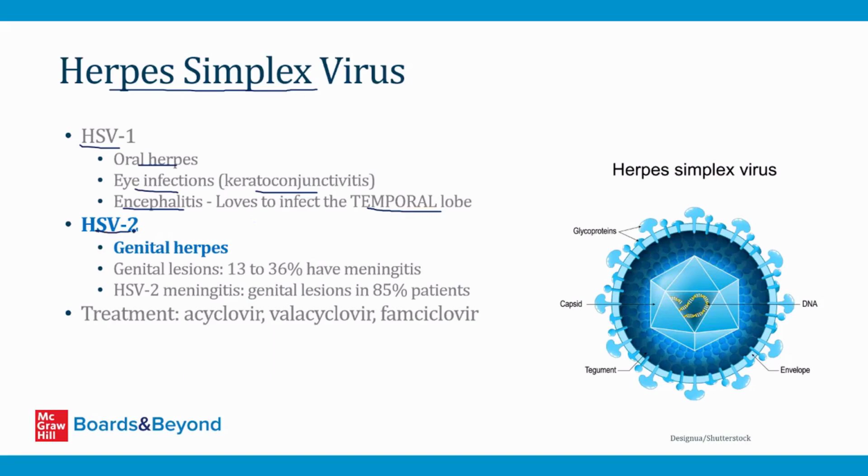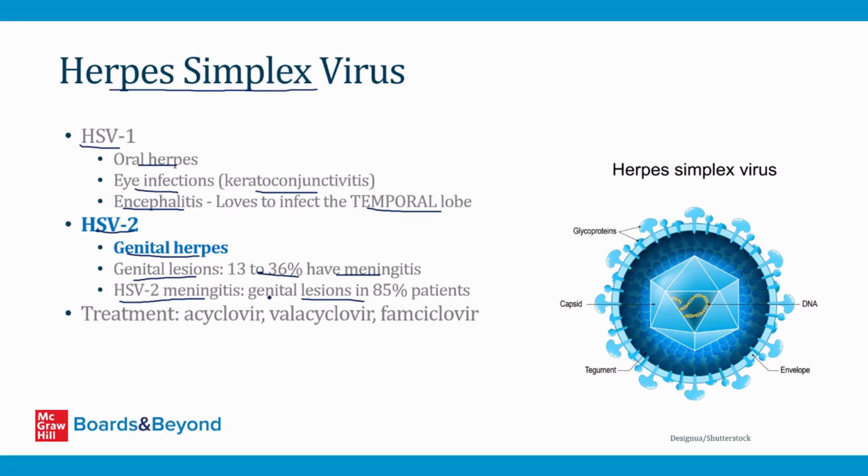HSV2, on the other hand, is the sexually transmitted form of herpes simplex virus infection. It causes genital herpes. And among patients who have genital herpes lesions, up to a third of those patients also have meningitis symptoms and infection in their meninges. And then if you flip this around and you identify patients who have meningitis from HSV2, up to 85%, almost all of those patients have previously had genital lesions. So the genital infection and the meningitis go together.